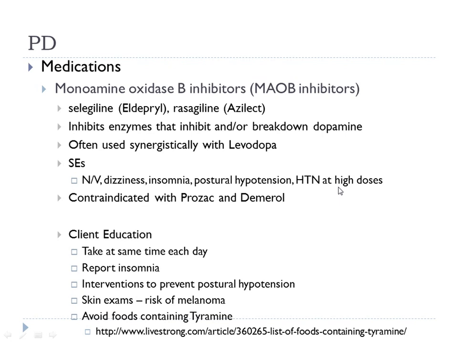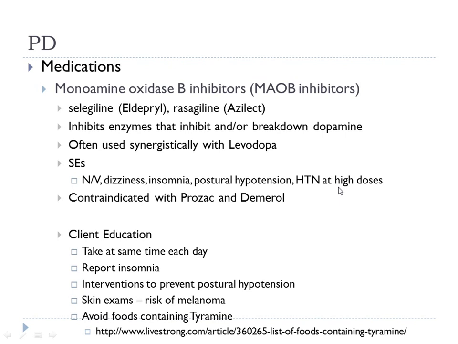This medication, the MAOB, should not be used with Prozac and Demerol. There is a reaction. Insomnia is a big risk factor, or side effect, so make sure that that's reported. Interventions to prevent postural hypotension, things like that, are what?